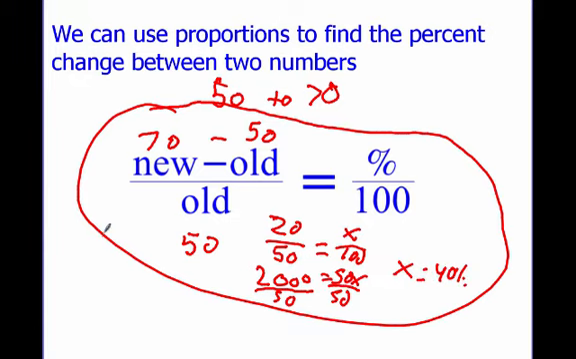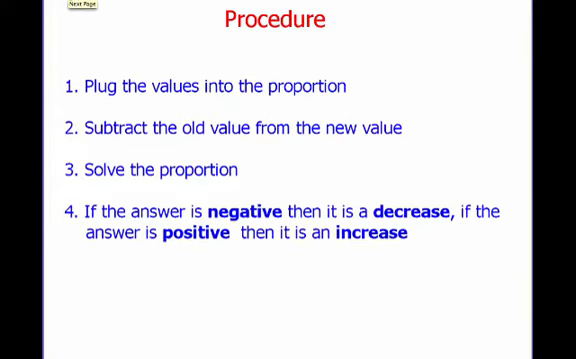All right, so this is how we're going to do these sorts of problems. We're going to use this same proportion every time. So our procedure is simple. We're going to plug our values into the proportion, new minus old over old equals the percent over 100. We subtract our old value from our new value and solve our proportion. If our answer is negative, then it's a decrease, and if our answer is positive, then it's an increase.